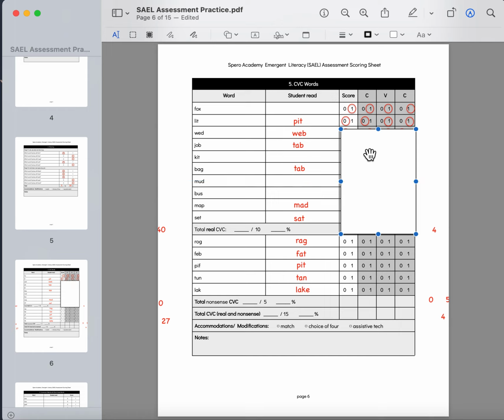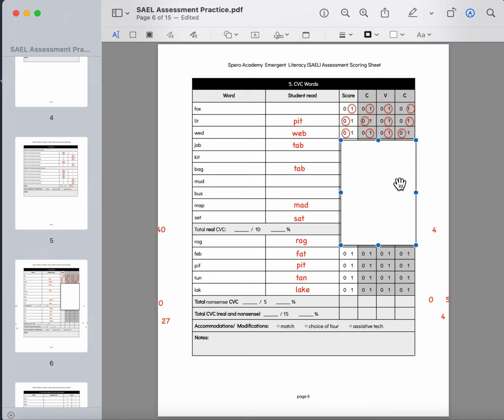The next word was supposed to be lit, and they read it as pit. So they got a 0. They did not get a full point for this word. They got a 0 for that initial consonant sound, but they got a 1 for the medial vowel sound because they said pit, and that also has a medial vowel short I. And they got the T as well, so they get that ending consonant.